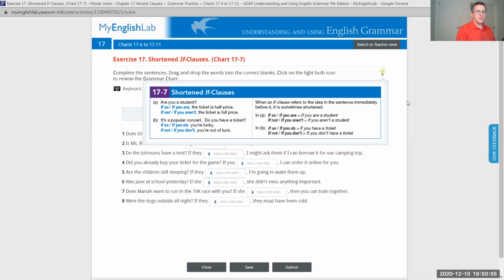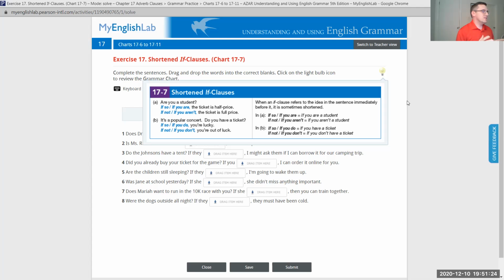Okay. So if we're talking about the conditional, these if clauses, the if clause will repeat information that was already stated in the conversation, and we don't want to repeat the information word for word. We can shorten these clauses in a couple of different ways. Let's look at some examples.